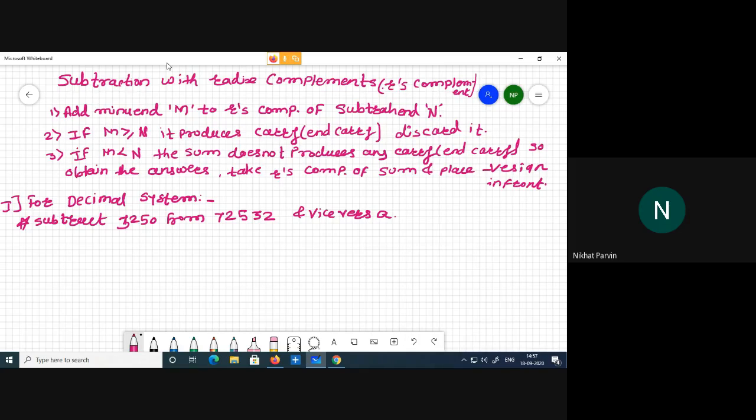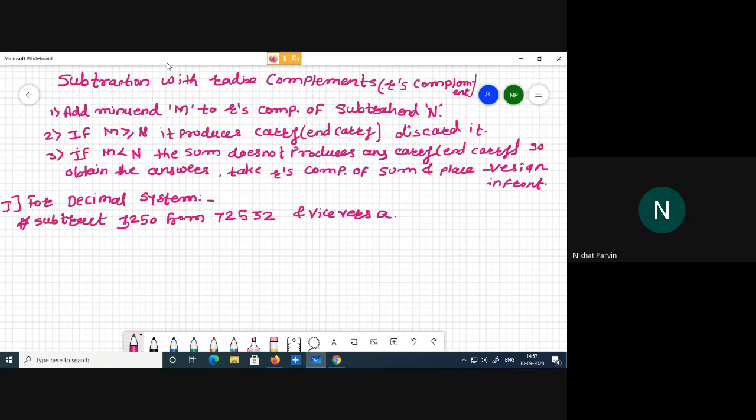Now these are the three steps to follow to perform the subtraction using complements. Given the minuend and subtrahend, though we are performing subtraction using complement, we actually perform the addition and we get the same answer as we would get from the subtraction. The first step: add the minuend m to the r's complement of the subtrahend n.